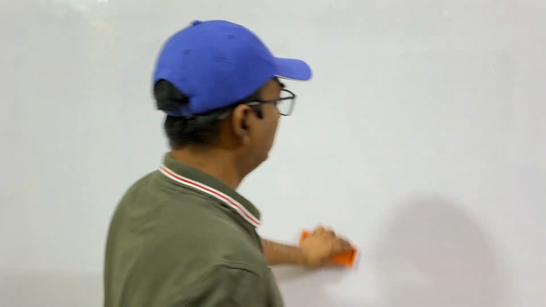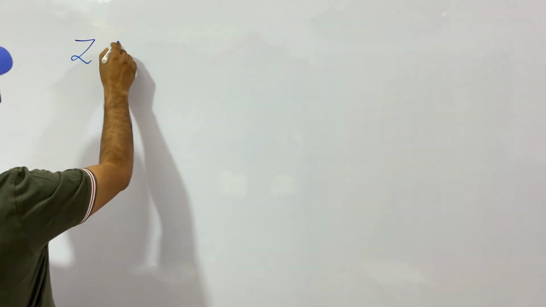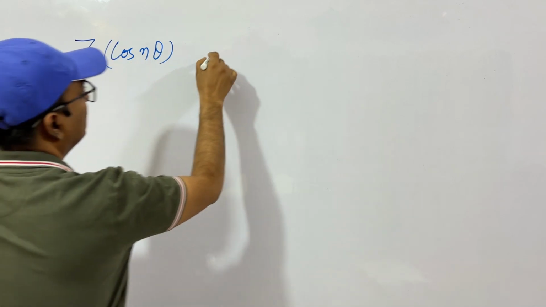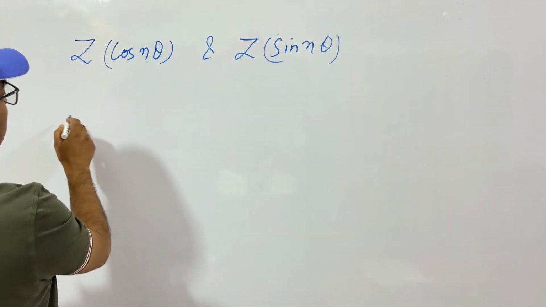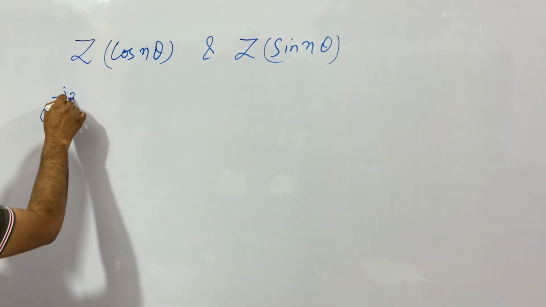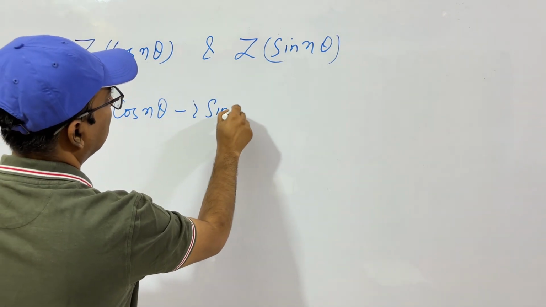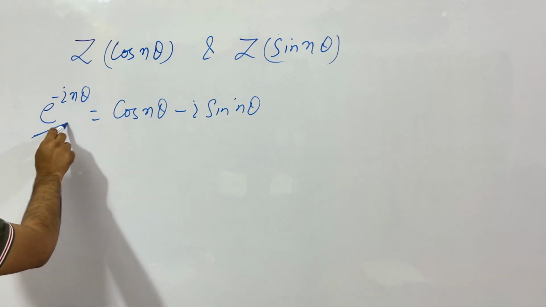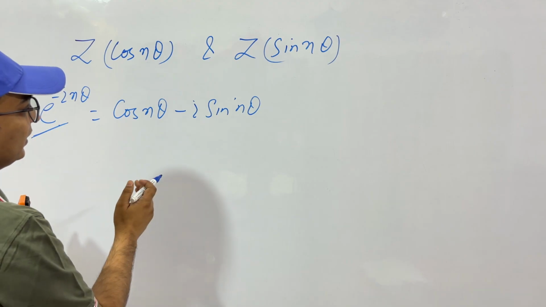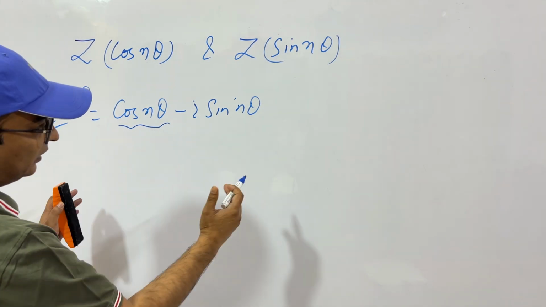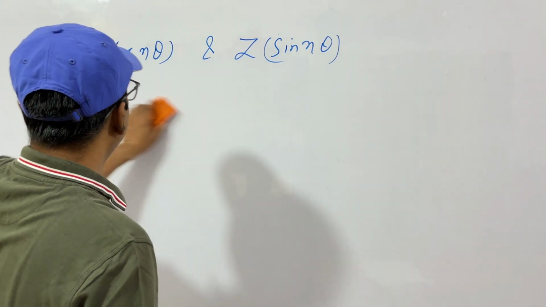Now let's get to our very familiar trigonometric functions. We have to find the value of Z of cos n theta and Z of sin n theta. Looking at this, you know it very well: e to the power minus i n theta, what do you get? It will be cos n theta minus i sin n theta. So if we find the z transform of this, then in the result we take the real and imaginary parts and equate them. So we'll get Z of cos n theta in the real part and Z of sin n theta in the imaginary part. Clear? If this is clear to you, then we should start.